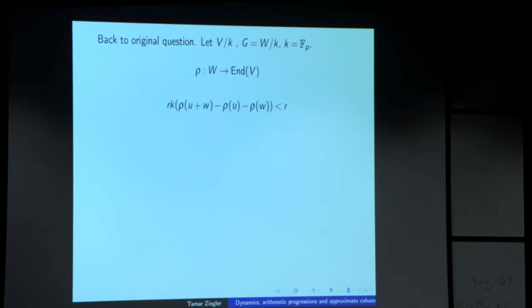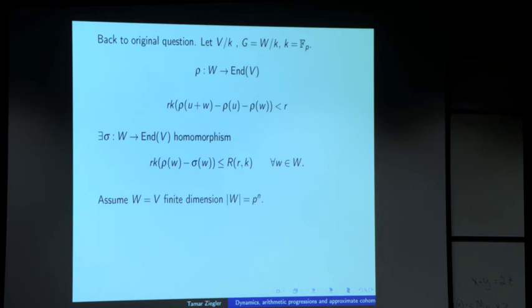And here's the question. So I have a map from this infinite dimensional vector space to the endomorphism group over k of another vector space. And I'm giving this condition that it's a homomorphism up to bounded rank R. And I want to show you how you can find a homomorphism, using this kind of nonlinear or higher order Fourier analysis, to fix this question. So here's an argument.